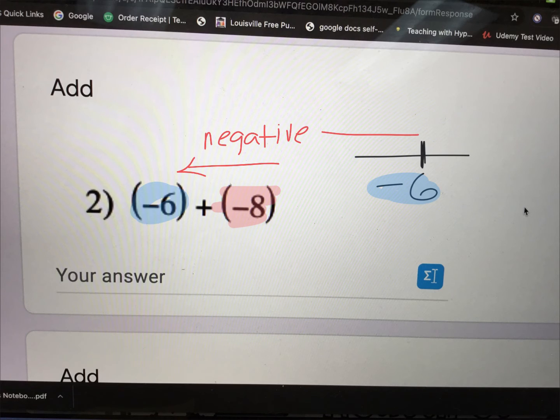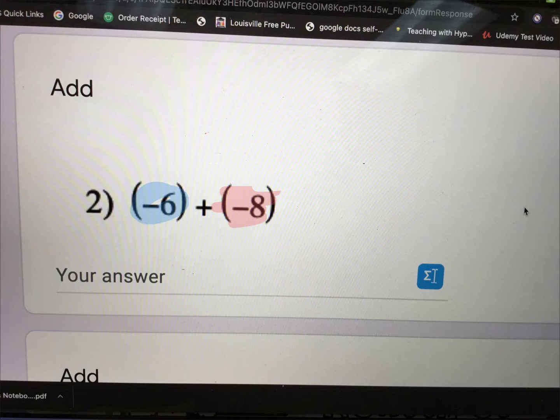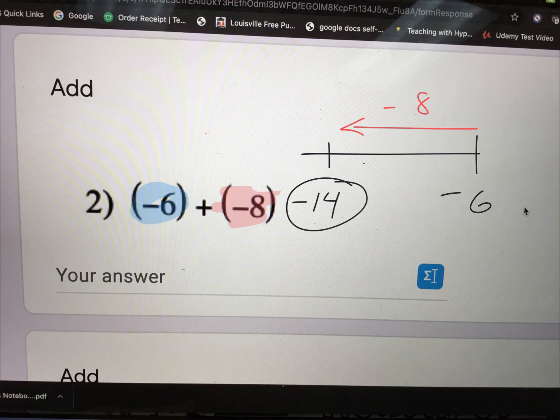So that means that I'm going to go to the left, and I'm going to go 8 places to the left. If I go to the left 8 places on the number line, I'm actually going to end up getting more negative, because remember the way that negatives work, they keep going like that. So if I go to the left 8 places and I started at -6, I'm going to end up here at -14. So -6 plus -8 is equal to -14.